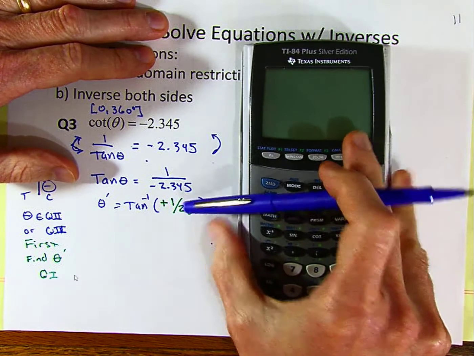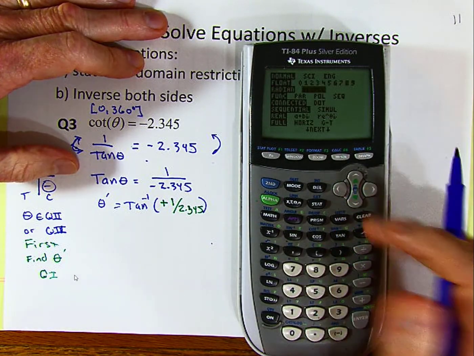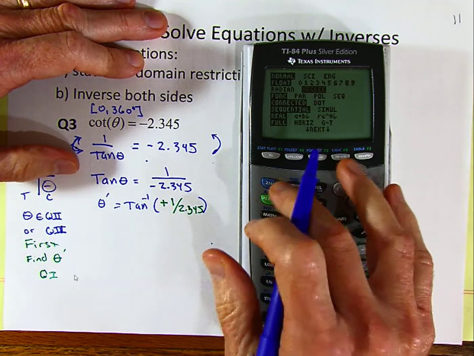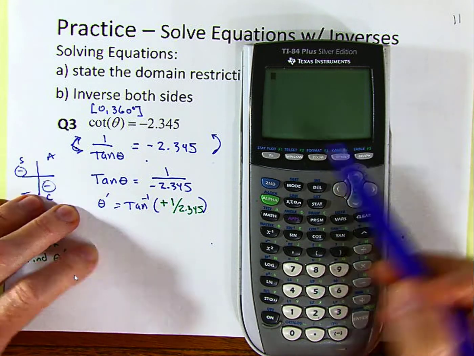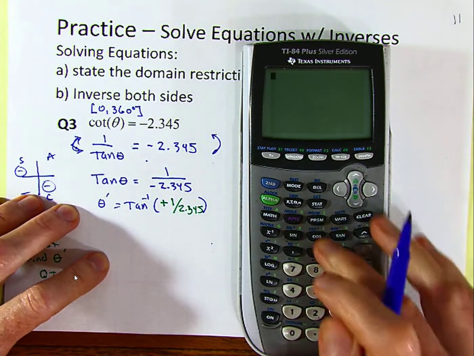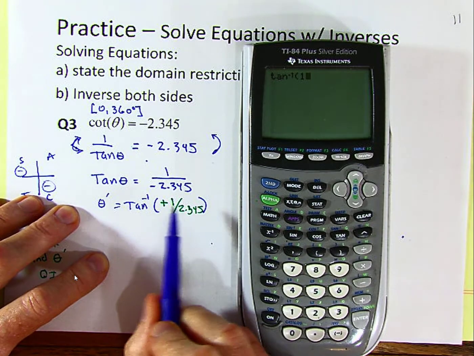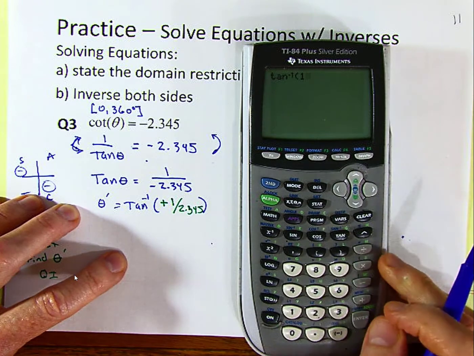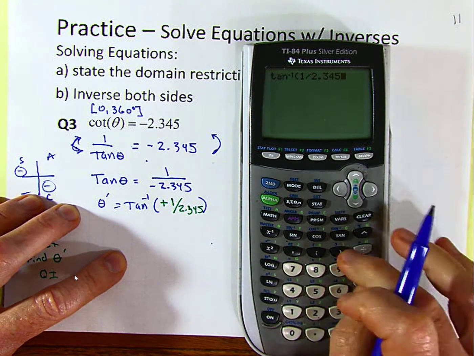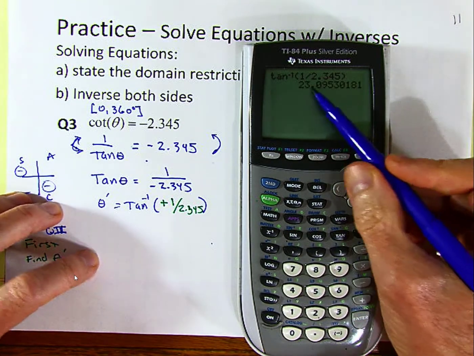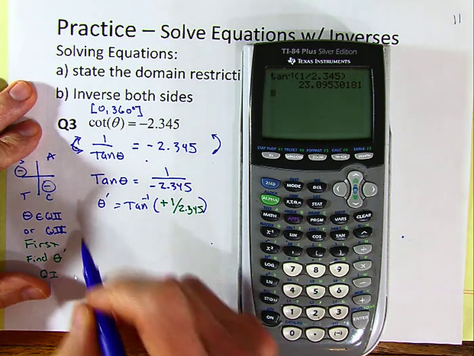So let's get our degrees. Make sure we're in degree mode. This will be important from now on. You have to always be thinking about this. So are we doing a degree problem or a radian problem? So check your mode. We're doing degrees. I'm going to do tan inverse of 1. And notice this fraction is inside the tan inverse. So I'm going to do 1 divided by 2.345, close the parenthesis, and I got 23.09. Let's just call that 23 degrees.